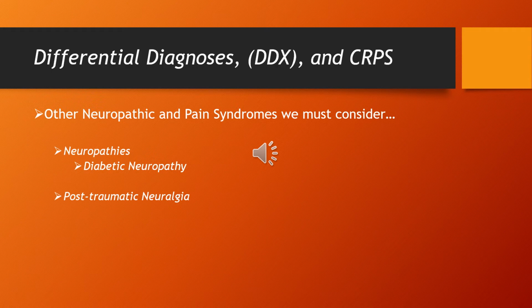So really a detailed history and a physical, as well as many of the specifications and tests that we're going to talk about, are necessary to differentiate CRPS from the other neuropathic and pain syndromes. So first of all, let's talk about the neuropathies. For instance, diabetic neuropathy. This may also present with spontaneous pain. Skin color changes can happen. Motor deficits. They're distinguished from CRPS by the patient's history and the symmetrical distribution, whereas CRPS is not a symmetrical distribution. So there is a determining factor there.